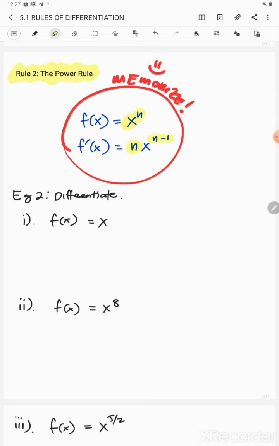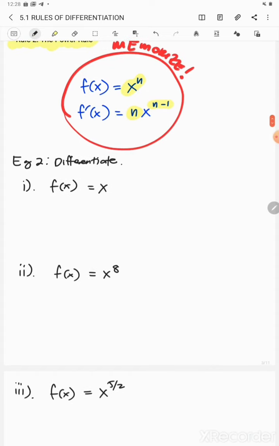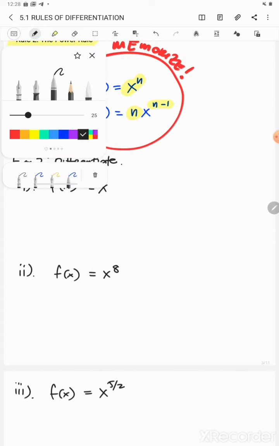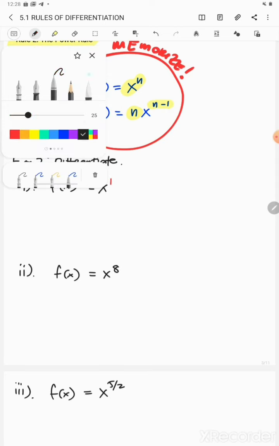Alright, so now let's try example 1. Differentiate f(x) equal to x. Remember, even though it doesn't state any power for this, we know that this is a power of 1. What you have to do, you have to solve one by one.